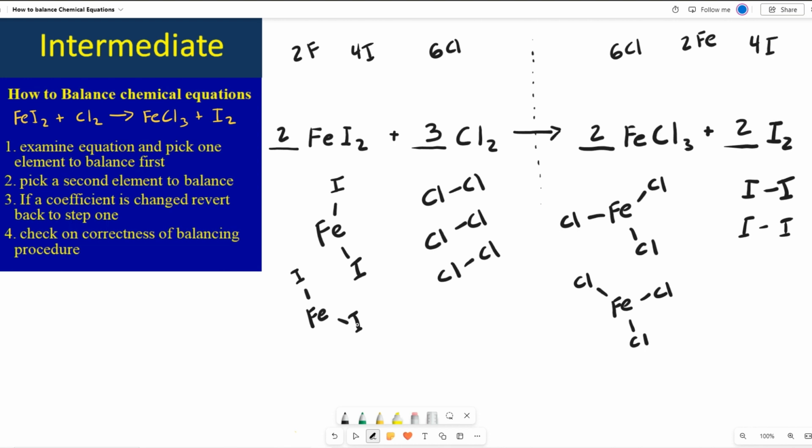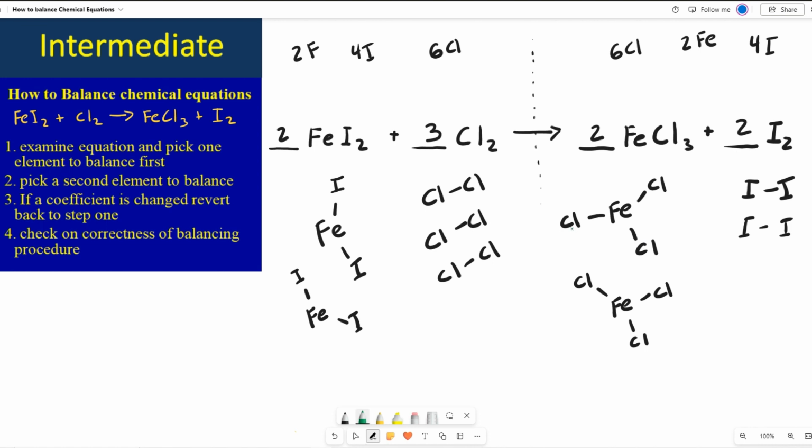But now since I switched the iodides, I got to go back and recheck the irons, make sure I didn't mess them up. I have 1, 2 irons on the left and 1, 2 irons on the right, so they're good. The iodides, we just did them. 1, 2, 3, 4 iodides on the left, 1, 2, 3, 4 iodides on the right. Now we need to check the chlorine one more time. I have 1, 2, 3, 4, 5, 6 chlorines on the left and 1, 2, 3, 4, 5, 6 chlorines on the right. So we can see everything matches up.